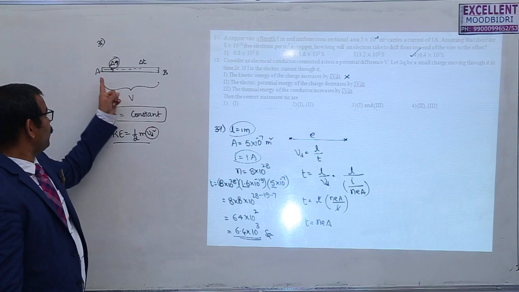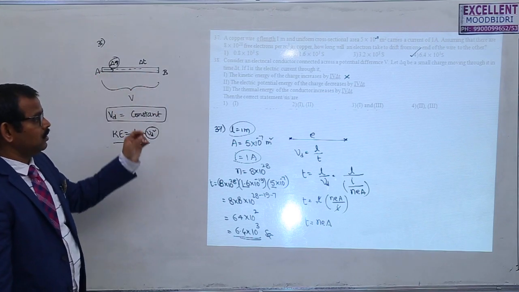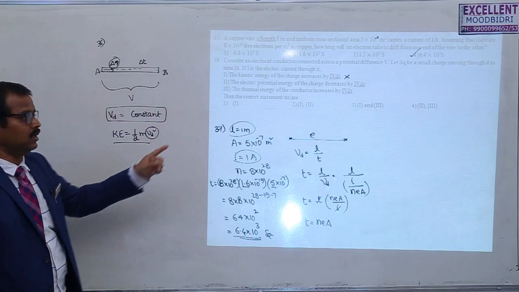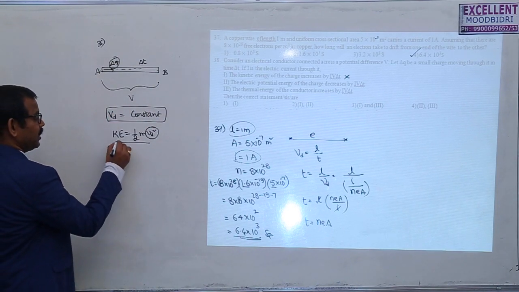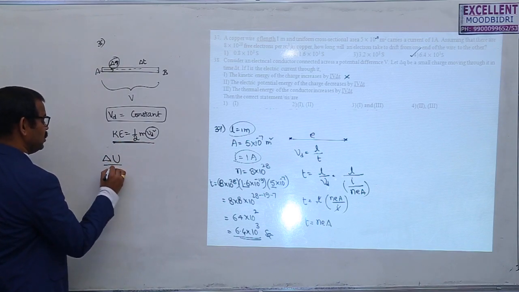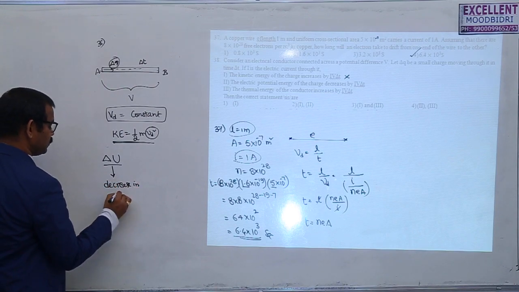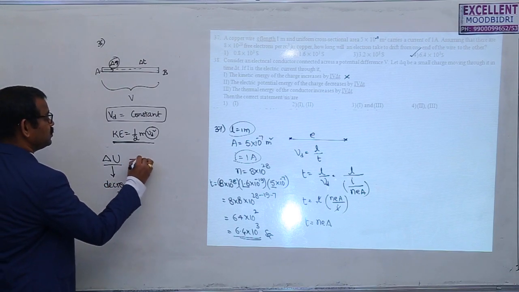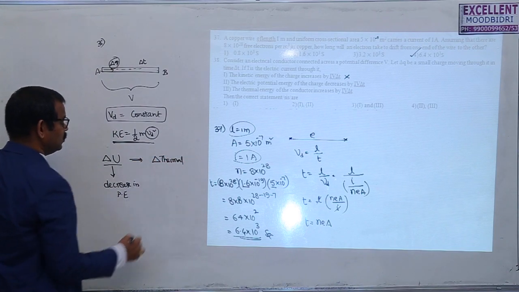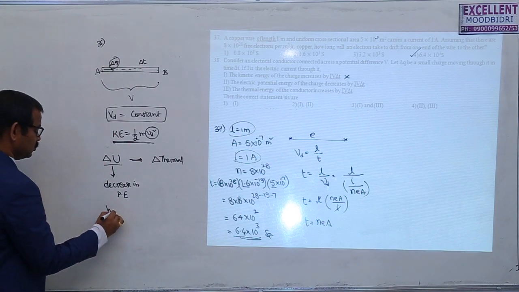Now, whenever a charge moves from high potential to low potential, the electric potential energy always decreases, but the kinetic energy will increase. But here, as the kinetic energy is constant, the decrease in potential energy can be seen in the form of an increase in thermal energy. So the potential energy decrease is nothing but the work done on this charge.